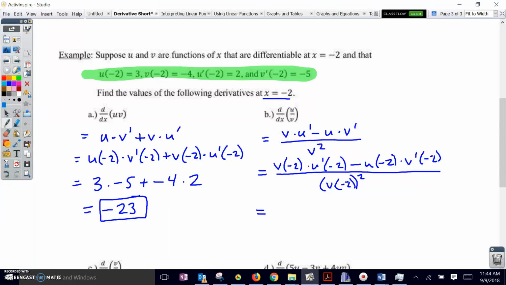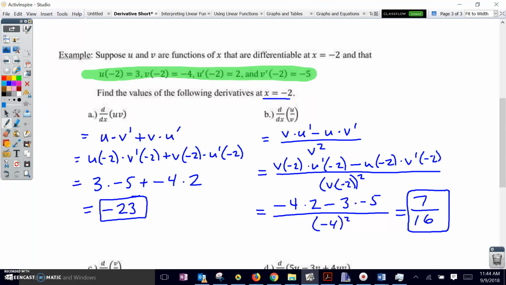And now I can just go ahead and substitute the values in here. And so v of negative 2 is negative 4, u prime is 2, u is 3, v prime is negative 5, v is negative 4, and we end up with negative 8 plus 15, or 7, over negative 4 squared. And there's the value of the derivative of u over v, given this information.